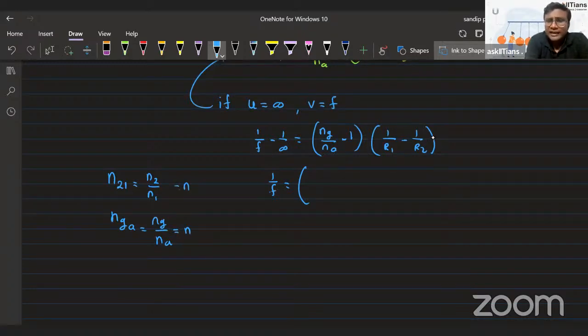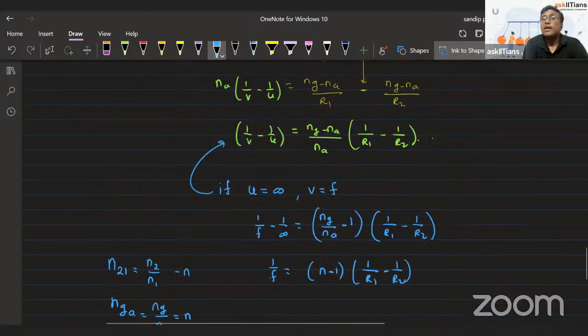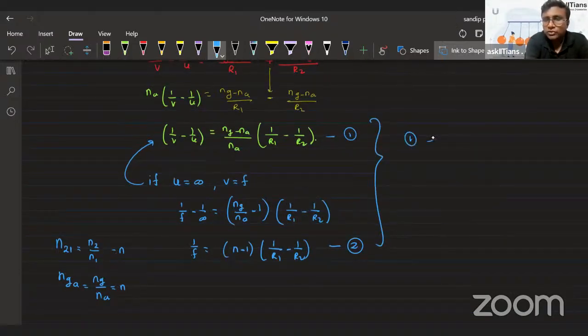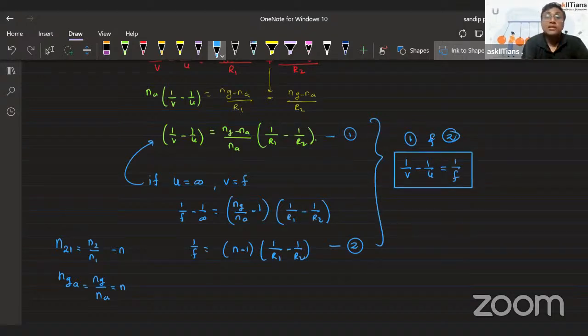So you can write it as N, because the air's refractive index is 1. So as long as the first medium is air, we can directly write N. So 1 by F is N minus 1 times (1 upon R1 minus 1 upon R2). Again, this is equation number 1, this is equation number 2, and combine these two. From 1 and 2, you can say 1 by V minus 1 by U is equal to 1 by F. So this is another derivation.